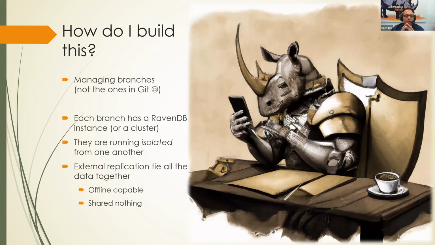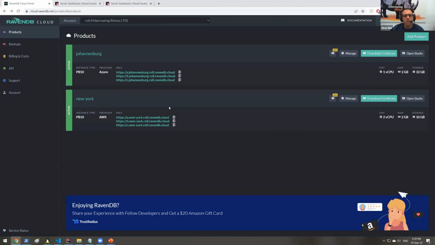So we have this notion of branches, not Git branches, but like physical branches of the guild house. And let's see what we do. Each one of those branches is going to run RavenDB, isolated from one another as a single instance or a cluster or whatever. And then we are going to tie them all together in order to see how this works. I can keep on talking theory for quite some time, but let's talk about some concrete details.